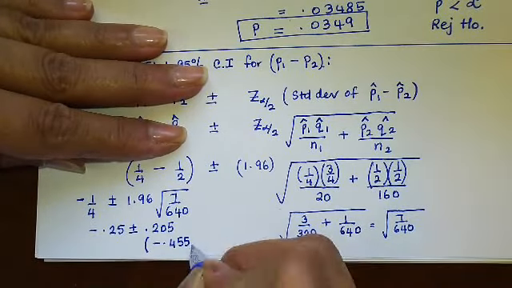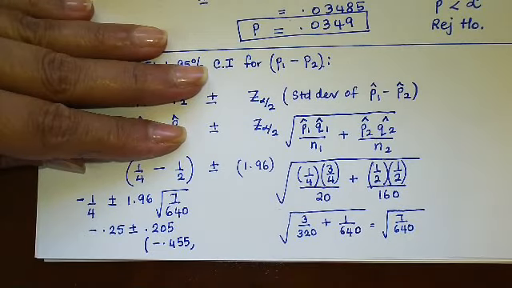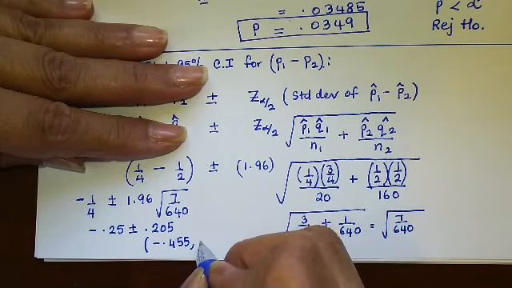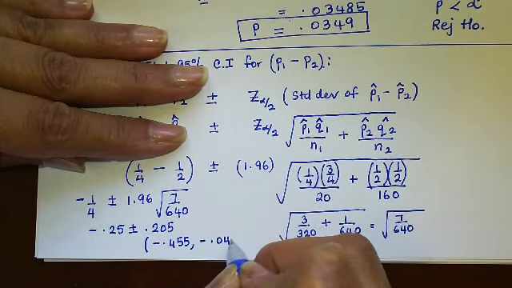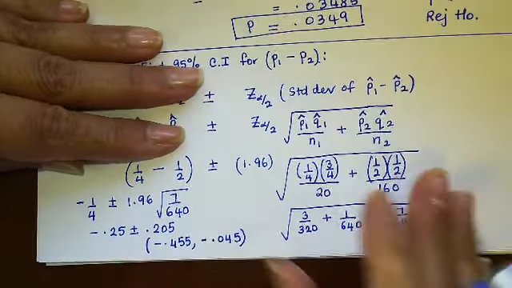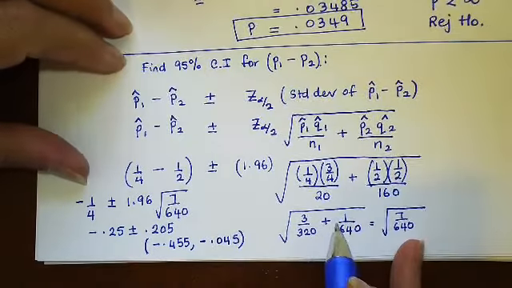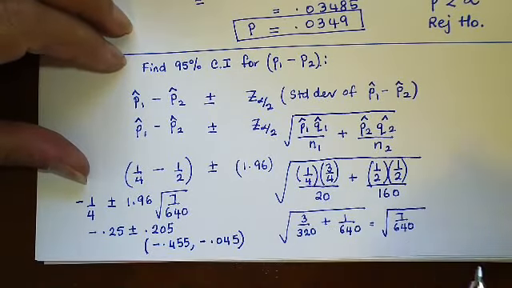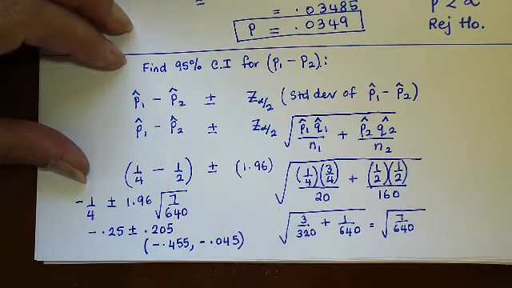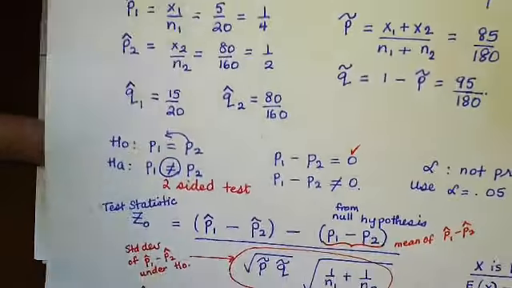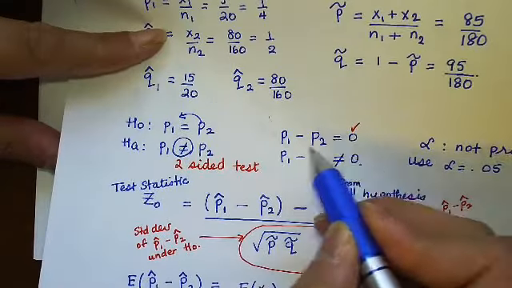So my left endpoint is obtained by subtracting: minus 0.25 minus 0.205, and that gives me negative 0.455. Negative 0.455, and if I add, I get minus 0.25 plus 0.205, which is minus 0.045. That's my confidence interval.